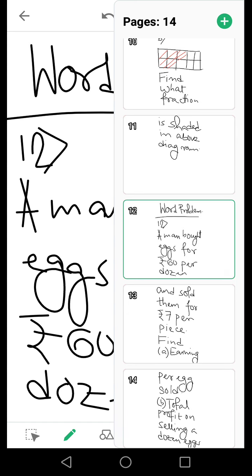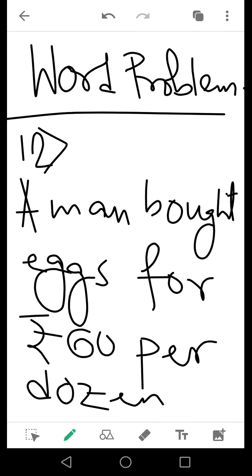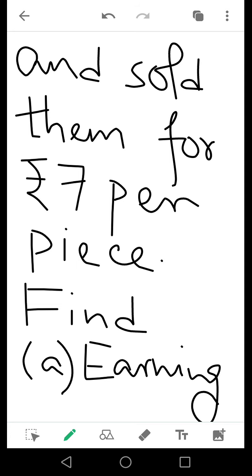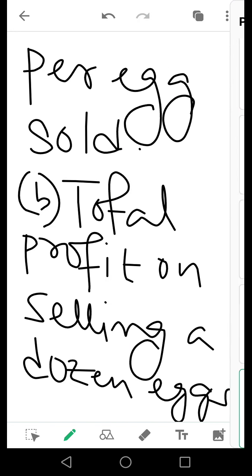I repeat once again, a man bought eggs for rupees 60 per dozen and sold them for rupees 7 per piece. Find earning per egg sold, that means what money he is earning on selling one egg, and total profit on selling a dozen eggs. So this will be your today's revision work. You will do them in your copy along with the questions.